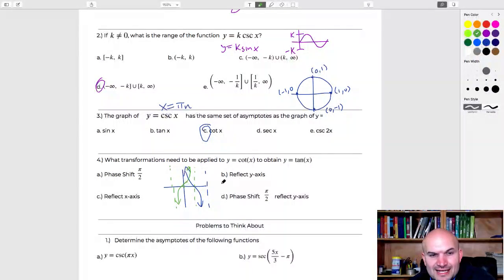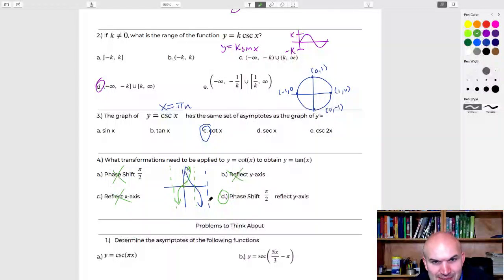So if I reflect the blue graph across the x-axis, that's not going to do anything. If I reflect the blue graph across the y-axis, that's not going to do anything either because, again, this intercept is at pi halves. If I reflect it about the y-axis, I'm still at an intercept of pi halves. And then if I just shift it pi halves to the left, I still don't have the same graph. So the only one that works is going to be D.